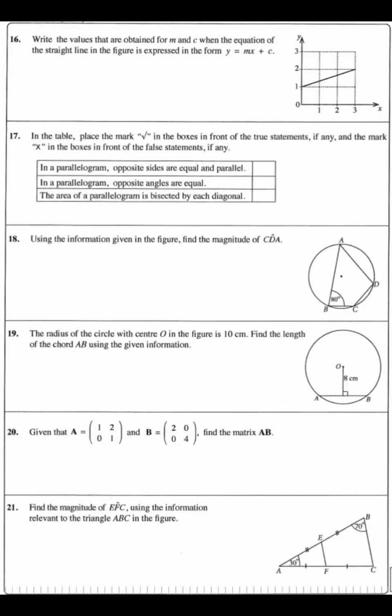16th question: write the values that are obtained for m and c when the equation of the straight line in the figure is expressed in the form of y is equal to mx plus c. Right, this is a straight line. This point coordinate will be (3, 2). This point coordinate will be (0, 1). And here it cuts the y-axis. Therefore c is plus 1.